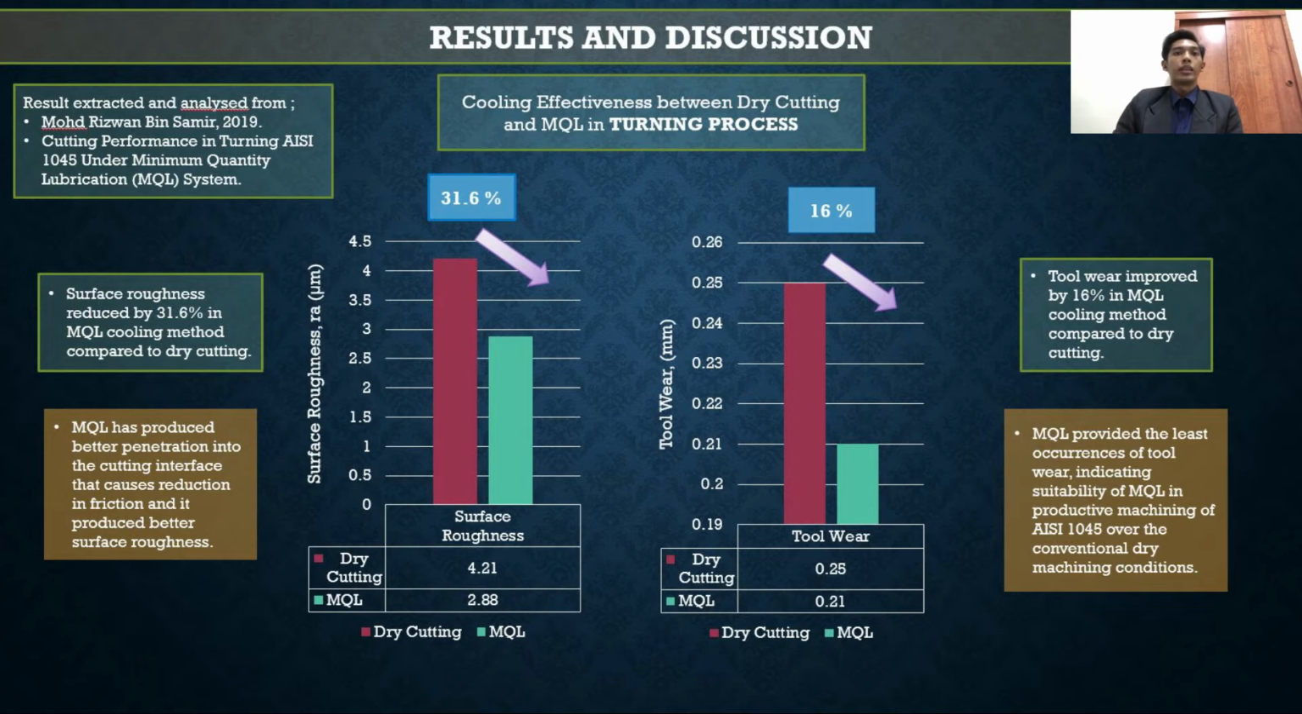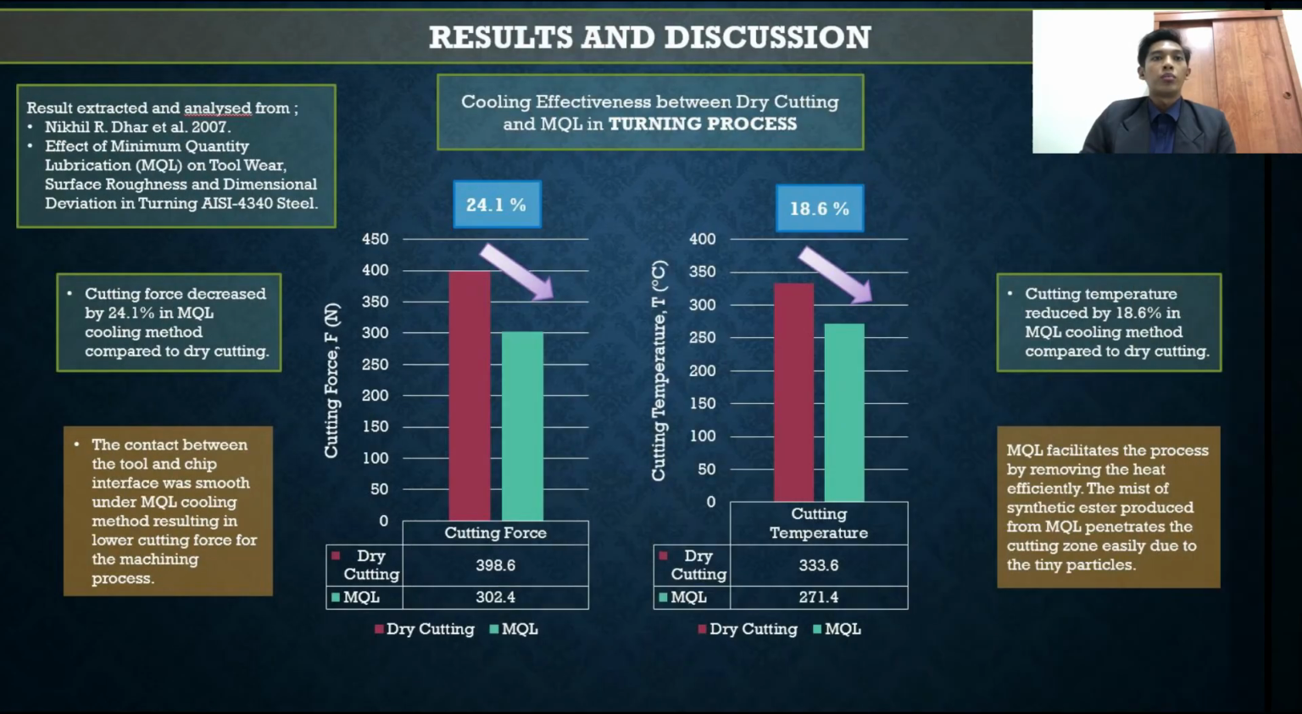So next one is the tool wear graph. The value of tool wear in the past experiment for dry cutting is 0.25 mm and 0.21 mm in the MQL system. The graph shows us tool wear improved by 16% in MQL method compared to dry cutting. This is because MQL provided the least amount of tool wear, indicating suitability of MQL in productive machining of AISI 1045 over the conventional dry machining condition. So we move to the next slide.